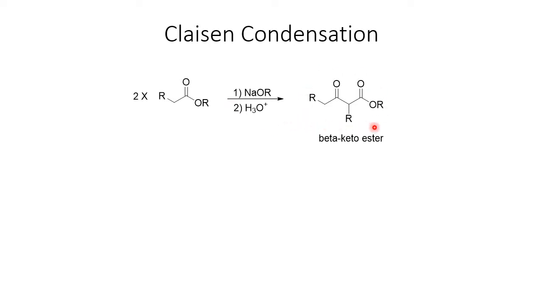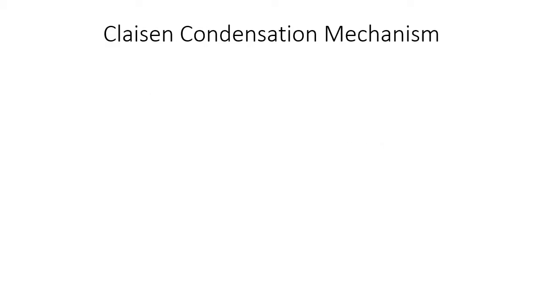Ultimately, we will create a product which is known as a beta keto ester. So we have our ester here, the alpha carbon, and the beta carbon. So on the beta carbon, we have a ketone. So that's how we get this beta keto ester product. The Claisen condensation mechanism can be broken down into 4 main steps.